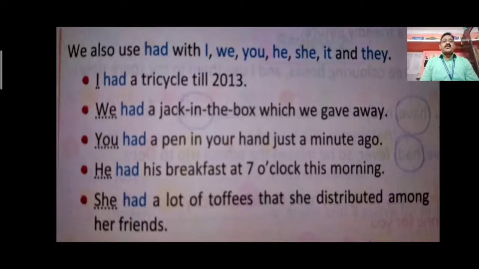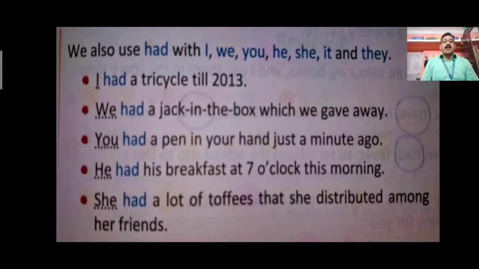We had a jack in the box which we gave away, means we used to have a jack. Jack, you know, we use in vehicles to raise the wheel when it gets punctured. So we used to have a jack, so we is plural. So here also we use had. You had a pen in your hand just a minute ago. You is also a plural pronoun, means not now. A minute ago we are talking about.